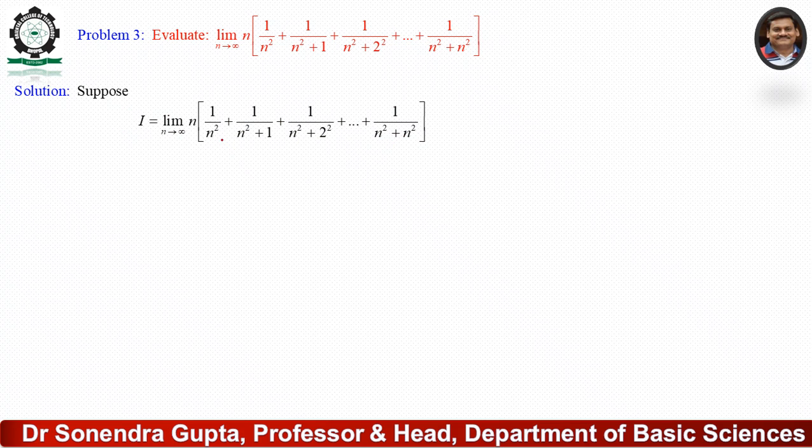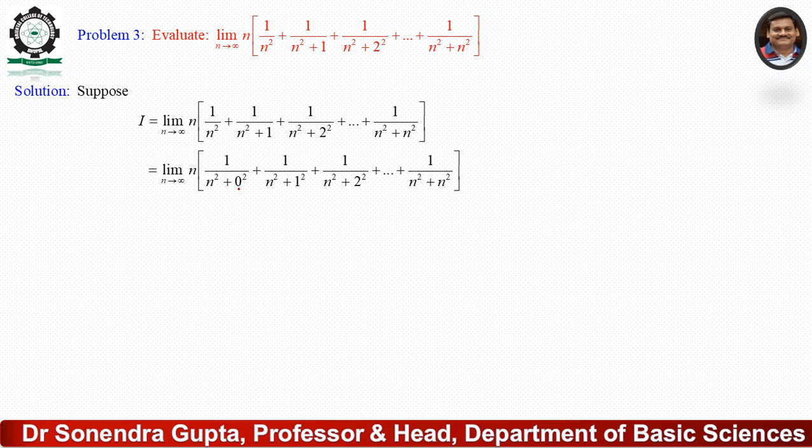Now here we see that the first term is n square, and the rest of the terms are n square plus 1, n square plus 2 square, up to n square plus n square. That means the first term we can write as n square plus 0 square. So we can say 1 upon n square plus 0 square, n square plus 1 square, n square plus 2 square, n square plus n square.